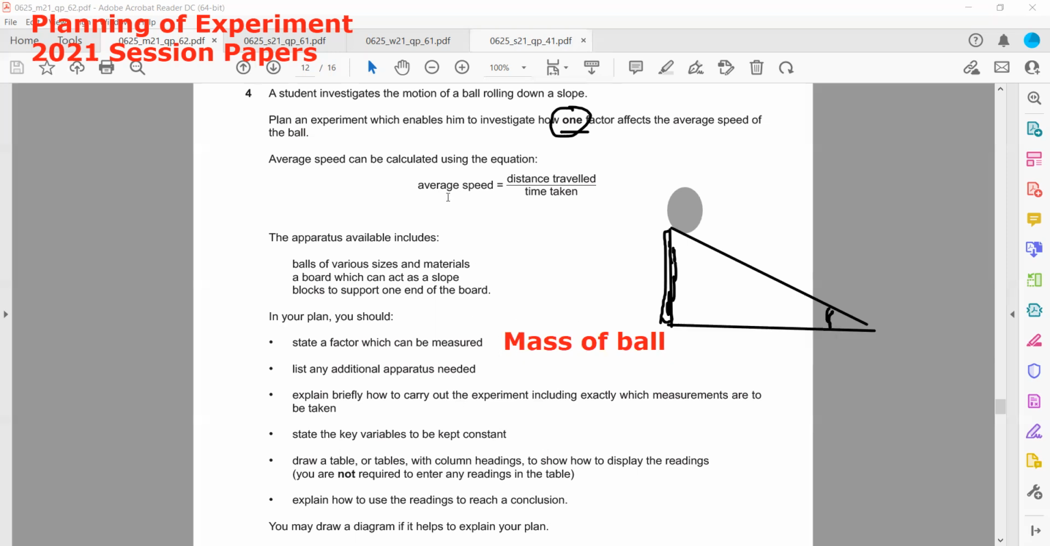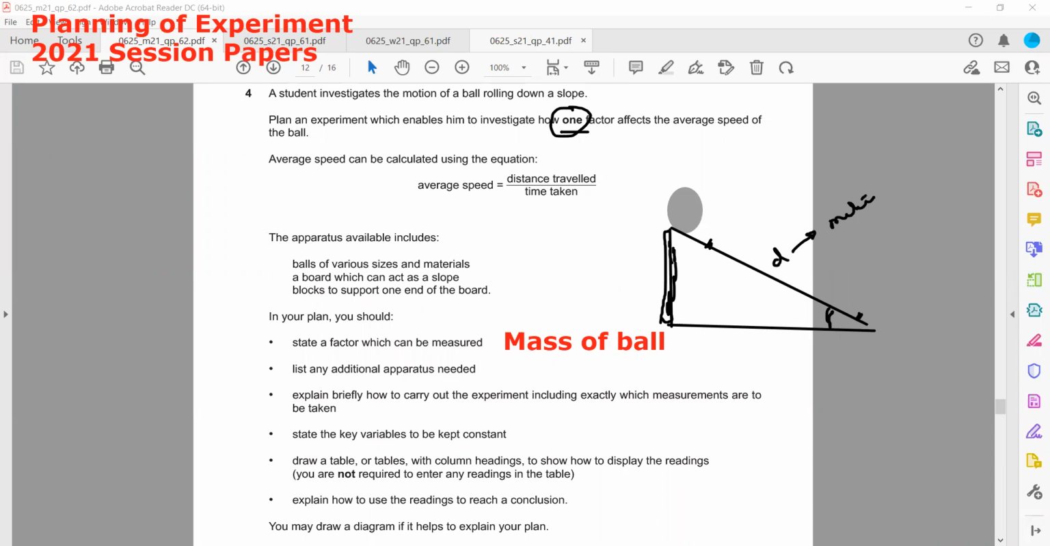Then list additional apparatus that is needed. What additional apparatus do we need? Because we want to find how the mass is affecting the average speed. So what is the average speed? Average speed is the total distance over total time. How will we measure the distance traveled? We need a meter rule or a meter scale to measure the distance traveled by this sphere when it is moving on the inclined surface. So to measure this distance, we need a meter rule or a meter scale.